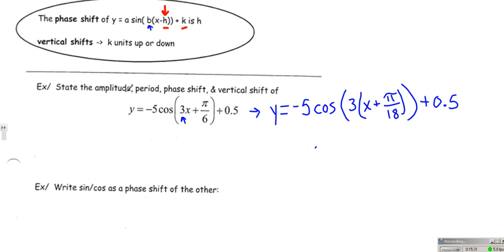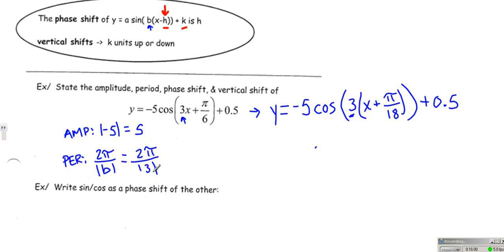We want to state the amplitude, period, phase shift, and vertical shift. Amplitude comes from the absolute value of our a variable, so our amplitude is 5. The period is our parent function's period over the absolute value of b. To find our b value, that's the coefficient of our x, so that's 3. So we get 2 pi over the absolute value of 3. Absolute value of 3 is 3, so our period is 2 pi over 3.